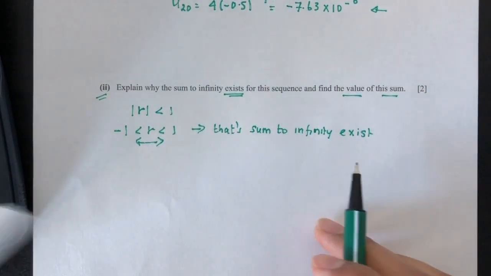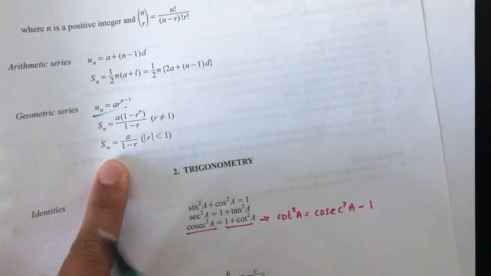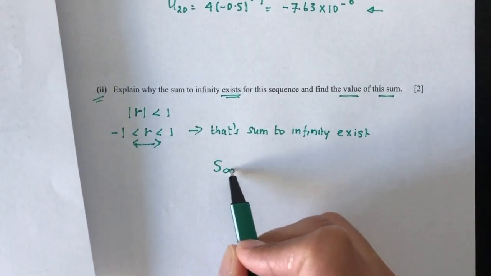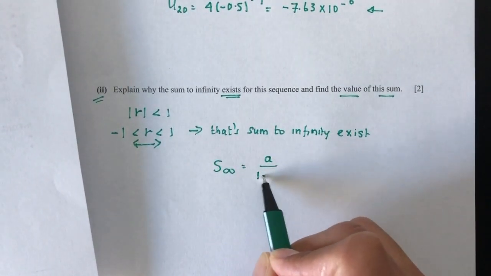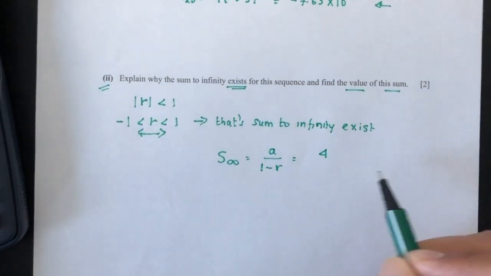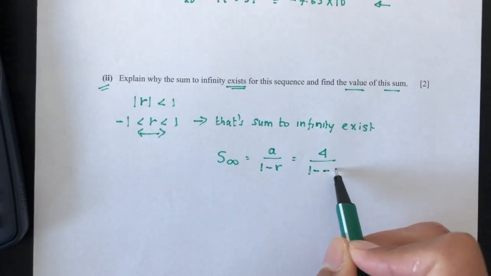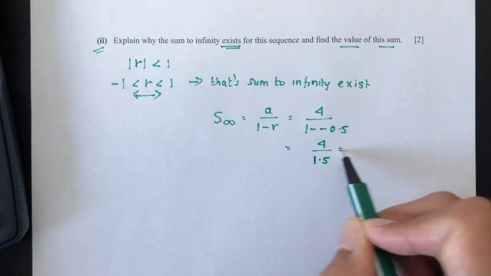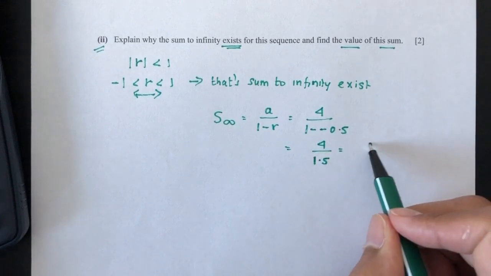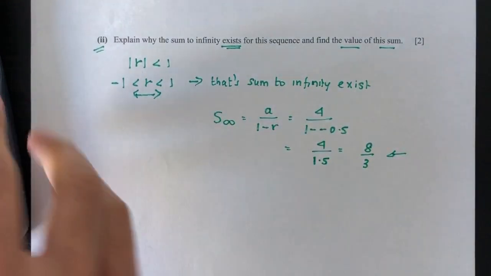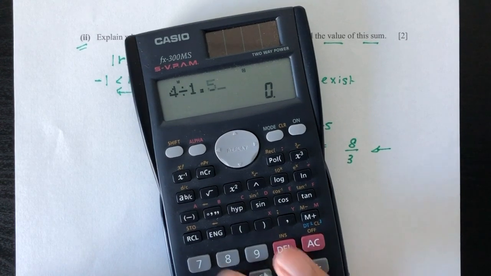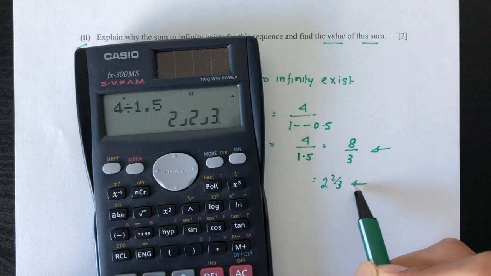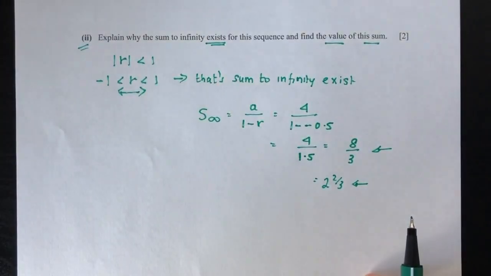So again we go back to our list of formulas. For a geometric sequence, the sum to infinity is given by this formula, S infinity equals a over 1 minus r. A is 4 divided by 1 minus 0.5, which is 4 divided by 1.5. If you rewrite this as a whole number, it becomes 8 over 3. Or 4 times 1 divided by 1.5, you will have 2 2/3. So these 3 values are okay. That should be your answer for part A.